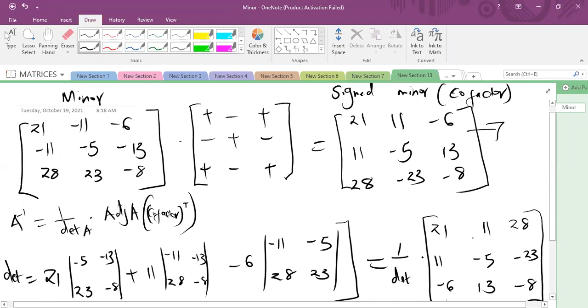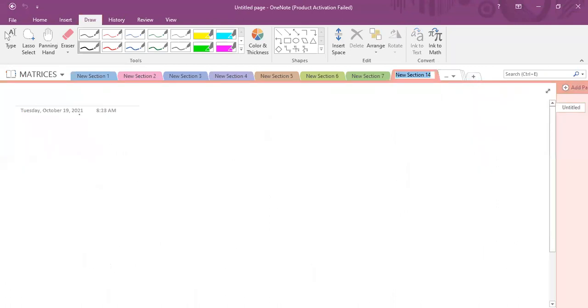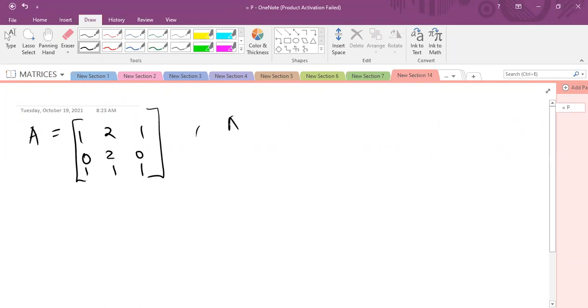Okay, guys. So that's it for the inverse. Maybe we can take up another example, though we really have only 6 minutes left. So I don't know if we will be able to finish in 6 minutes time. Let's say you're given a matrix A equal to 1, 2, 1, 0, 2, 0, 1, 1, 1. And then you're being told to get A inverse.